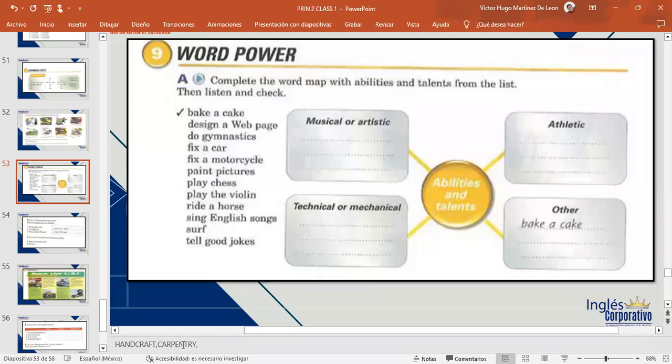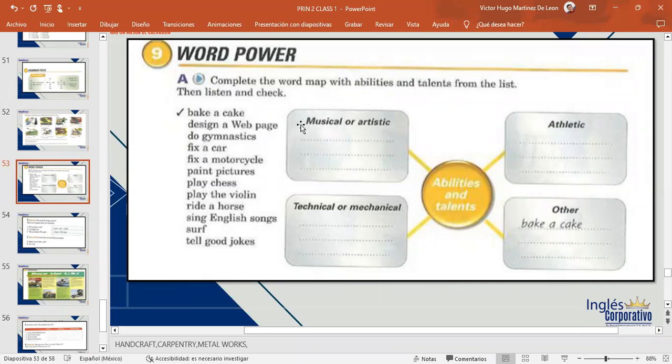We have metalworks. Los que trabajan en metal, ¿verdad? Metalworks. Los que sueldan, los que hacen cosas en metal. Okay. In other abilities, talents: sing, write poems or poetry. Now escritura, writing, writing essays.